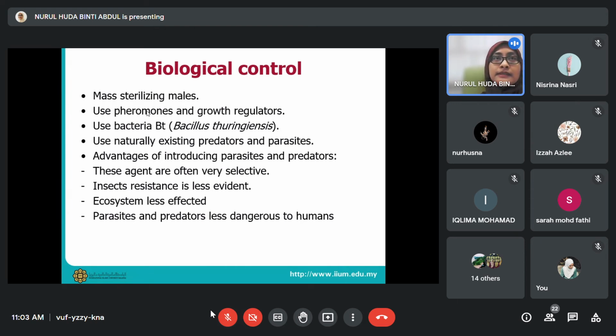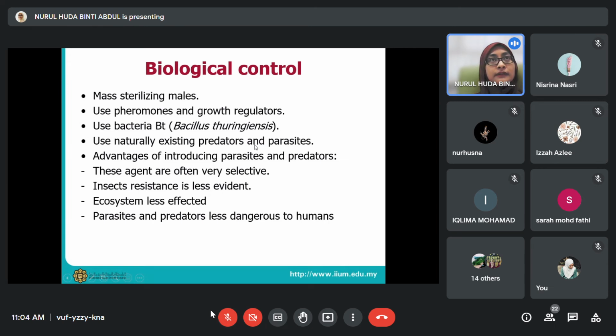It can also be put under chemical because it's not produced synthetically, but what I mean is we produce BT in the lab and then use it as a pesticide. So it's in the form of chemical, except now it's not a chemical, it's actually BT, Bacillus thuringiensis. But the application is the same as chemical, meaning you spray it like a poison. Except now the poison is not a chemical, it is in the form of BT, Bacillus thuringiensis, a living thing. Okay, and then we can also use naturally existing predator and parasite.